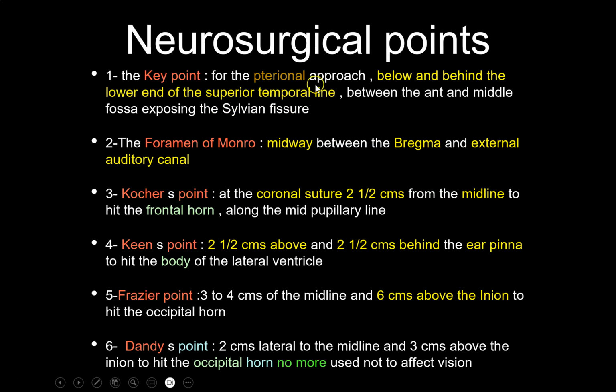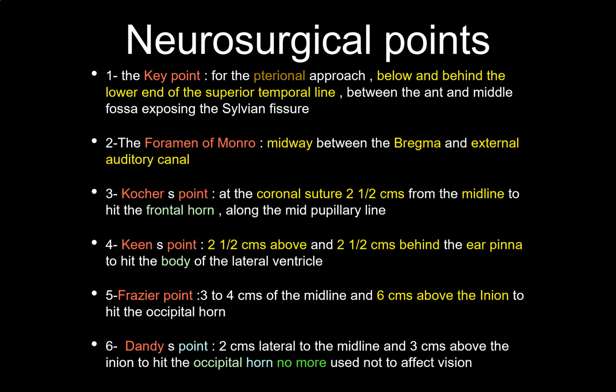Professor Vinko Dolenc used to tell that there are three approaches to the skull: the terional approach, the callosal approach, and the posterior fossa approach. So the terional approach is a very, very important approach, and the key for this approach is the keyhole, which is below and behind the lower end of the superior temporal line. Also, one of the neurosurgical points, the foramen of Monro, is present midway between the bregma and the external auditory canal, as we'll see for the zero line in the application of external drains, and some points to enter the ventricles.